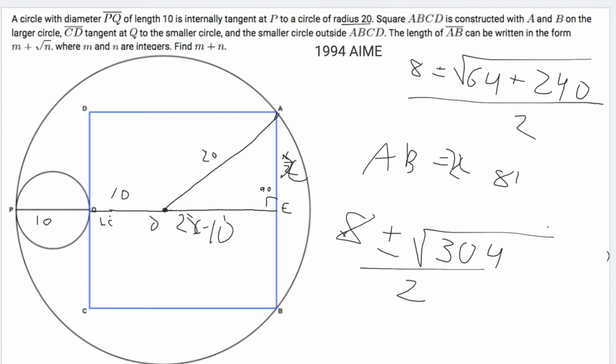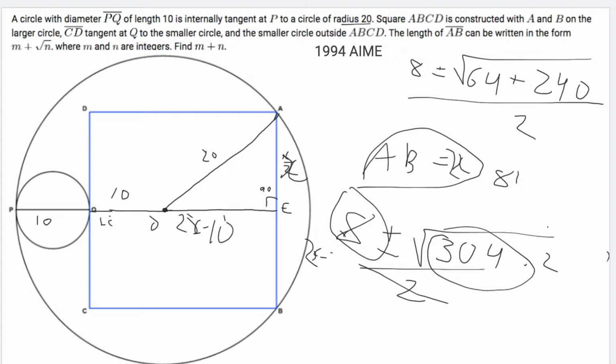This is half of the whole length, because remember, AB was 2x, and this is just x equals 2. What does this mean? 2x is just 2 times this, which means if you multiply both sides by 2, you get the actual length of AB. So the actual length of AB is just 8 plus minus the square root of 304. And that is the term we want. All we have to do is add these integers. 304 plus 8 is simply 312. And that is our final answer.